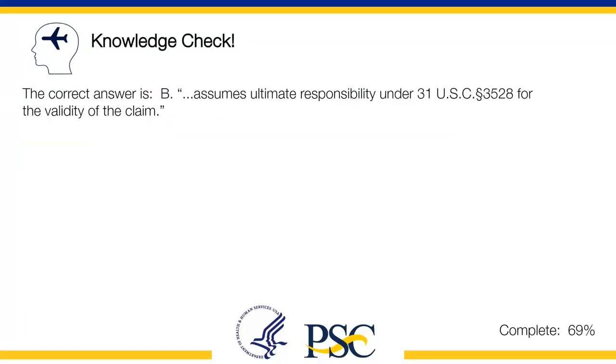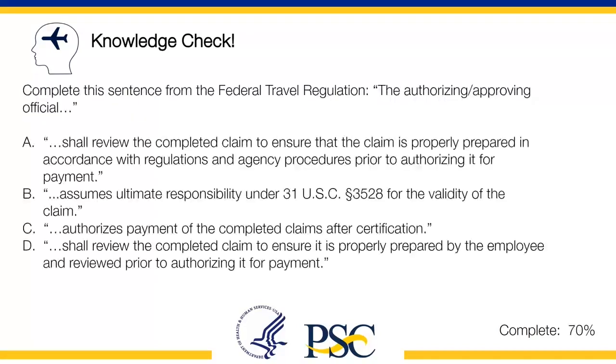The correct answer is B. Assumes ultimate responsibility under 31 U.S.C. Section 3528 for the validity of the claim. Complete this sentence from the Federal Travel Regulation. The authorizing/approving official: A. Shall review the completed claim to ensure that the claim is properly prepared in accordance with regulations and agency procedures prior to authorizing it for payment.